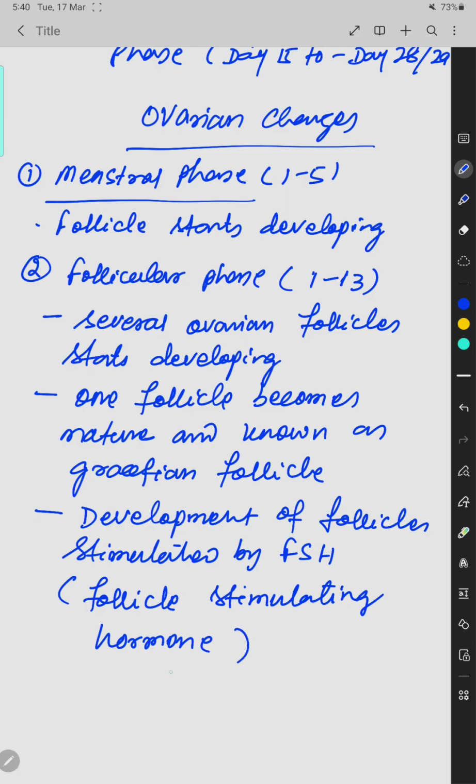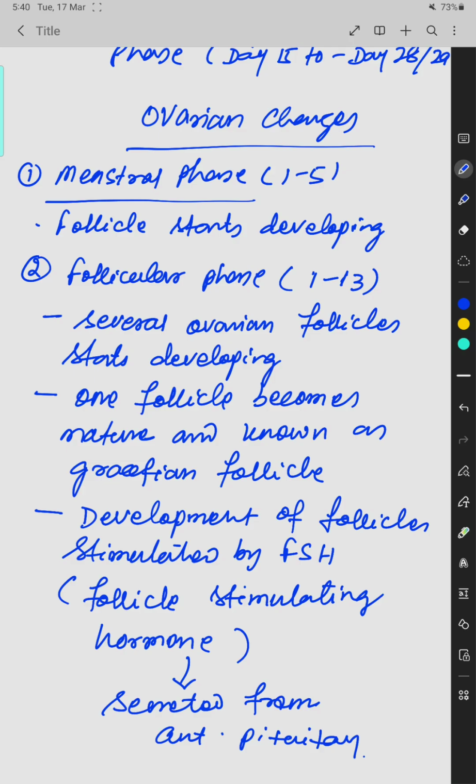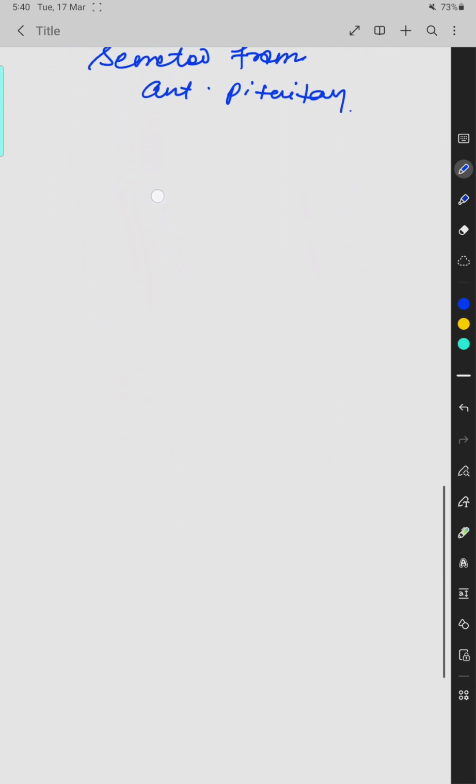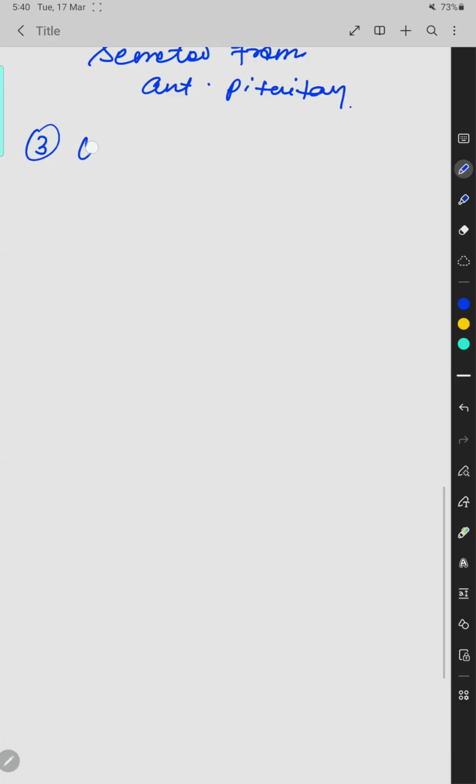And where is this secreted from? It is secreted from the anterior pituitary. These are the ovarian changes that take place during the follicular phase, that is from 1 to 13 days, and there is no significant change in the ovary during the menstrual phase, that is 1 to 5 days. Now come to ovulation. Ovulation is not a phase, it is a single day. Ovulation is on the 14th day.